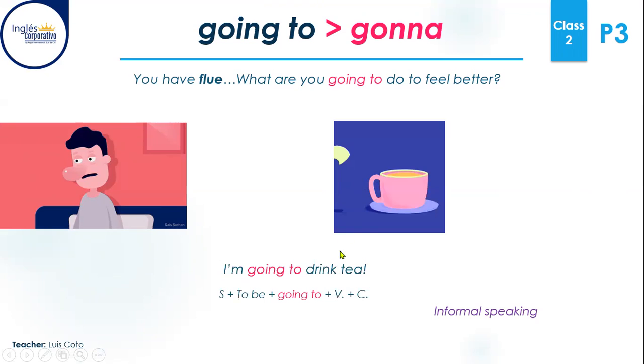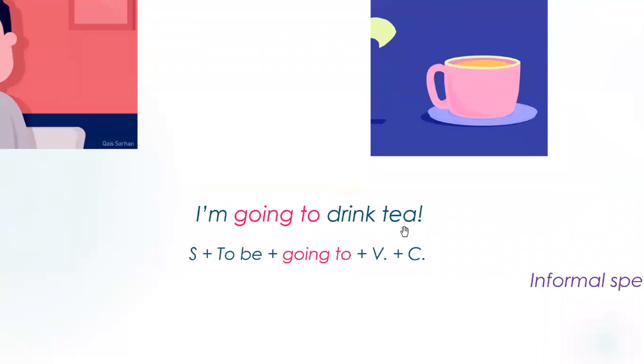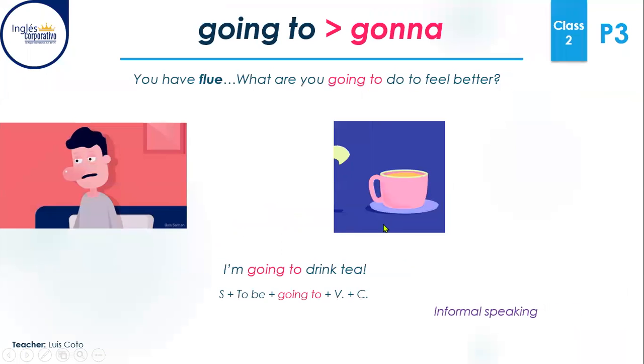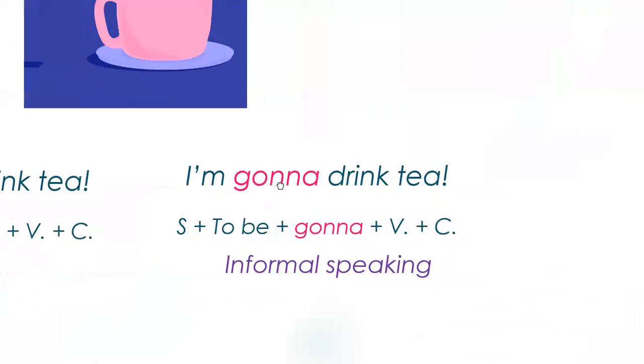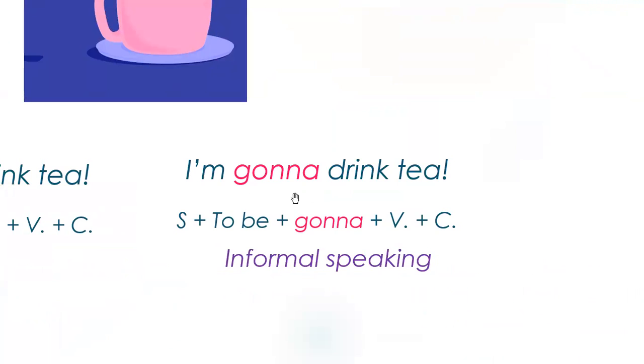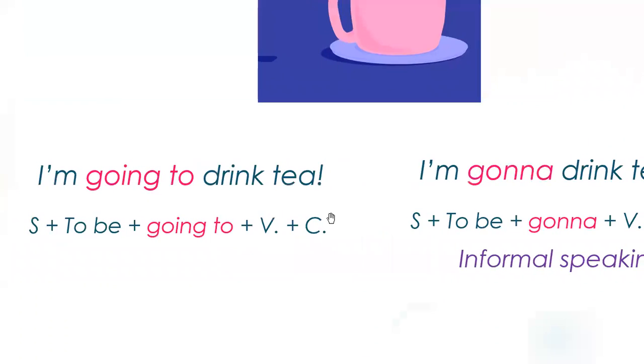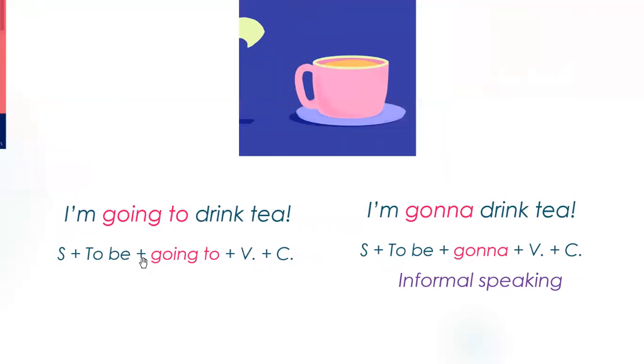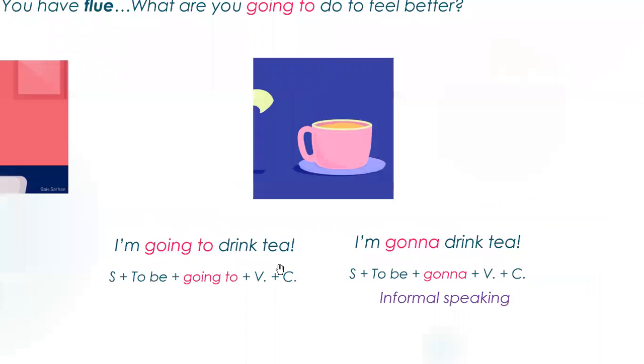Look at the picture. Example. I'm going to drink tea. All right. Okay. Now in the informal part. What is the informal? I am gonna drink tea. Okay, pretty good. That's right. Very good, guys. That is one thing. Next, see? The informal, you were right. I'm gonna drink tea. All right. Very good. That is the comparison. Ahí está la comparación. Formal speaking and informal speaking.